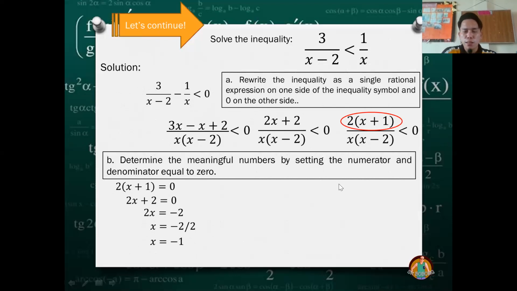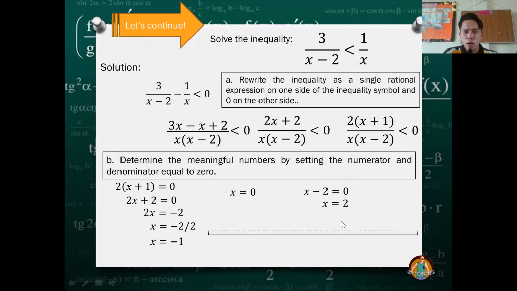Okay, next. Sa denominator naman, again, our denominator is x times x minus 2. So, hindi natin siya ma-equate sa 0 ng sabay. So, hihiwalay natin si x at si x minus 2. So, sa x muna natin. So, x equate natin sa 0. X is equal to 0. So, yan na siya. So, hindi mo na kailangan mag-solve. Next is x minus 2. Equate natin sa 0. So, eliminate minus 2 by adding 2 to both sides. So, we'll have x is equal to 2. So, meron na tayong 3 na nakitang meaningful numbers.